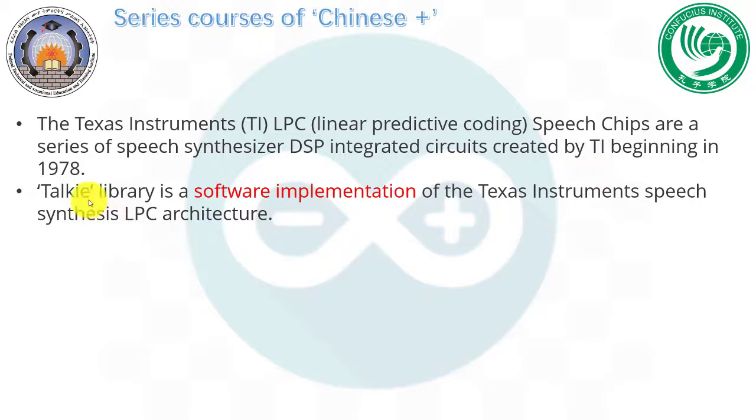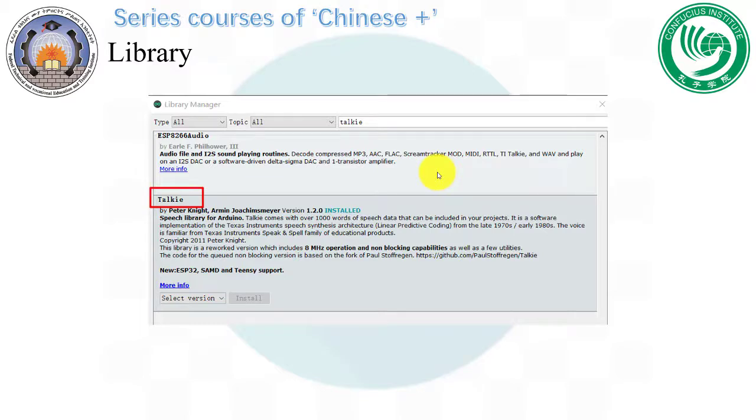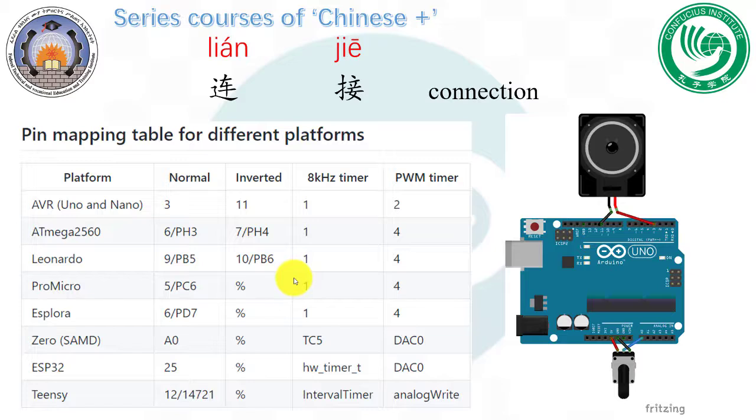Since 1978, the TI company developed a kind of speech chip using the LPC, linear predictive coding system. And 40 years passed, and today we have the Talkie library for Arduino. This is a kind of software implementation. If we want to use that library, of course, first in Library Manager, search Talkie and install the Talkie library. How to connect? We just need to connect a speaker.